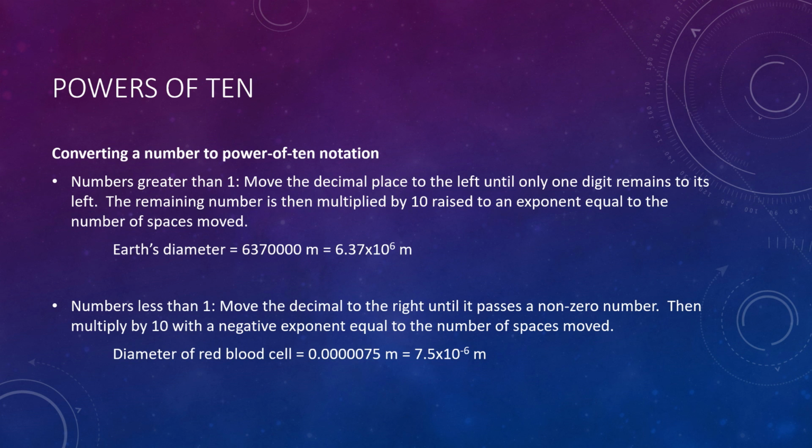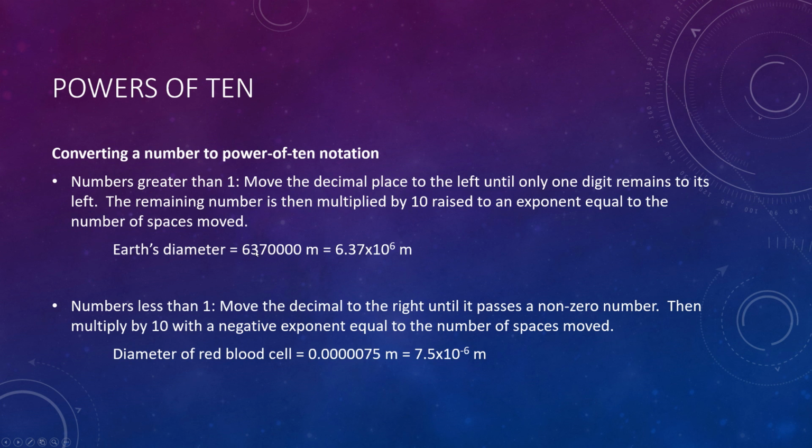If you have a number greater than 1, so for example, here I have Earth's diameter. It's 6.37 million meters. So if we have this number, how do we write that in scientific or powers of 10 notation? Well, you take the decimal place, which is technically at the end of the number here, and you move it to the left only until 1 digit remains to its left. So I'm going to move this to the left once, twice, 3 times, 4 times, 5 times, 6 times, until there's only 1 number to the left of my decimal place.